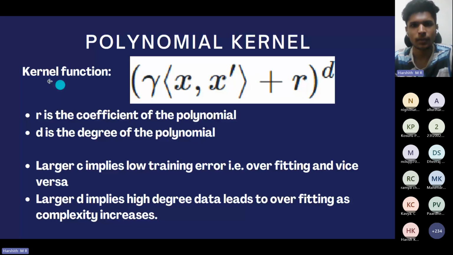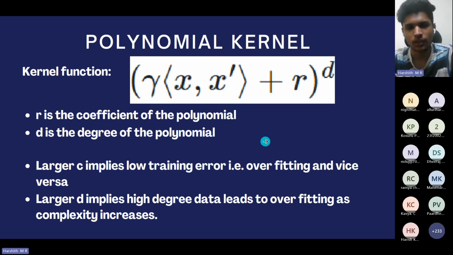Coming to the polynomial kernel, this is the polynomial kernel function. When you put in the coordinates of data points, this polynomial kernel would return data points in higher dimension. What does each term signify in this function? R is the coefficient of the polynomial. D is the degree of the polynomial. A larger D value would increase the complexity of the curve. When D equals 1, it will just be a linear line. When D equals 2, it will be like a quadratic function. Similarly, when D equals 5, it will be a much higher dimensional curve.